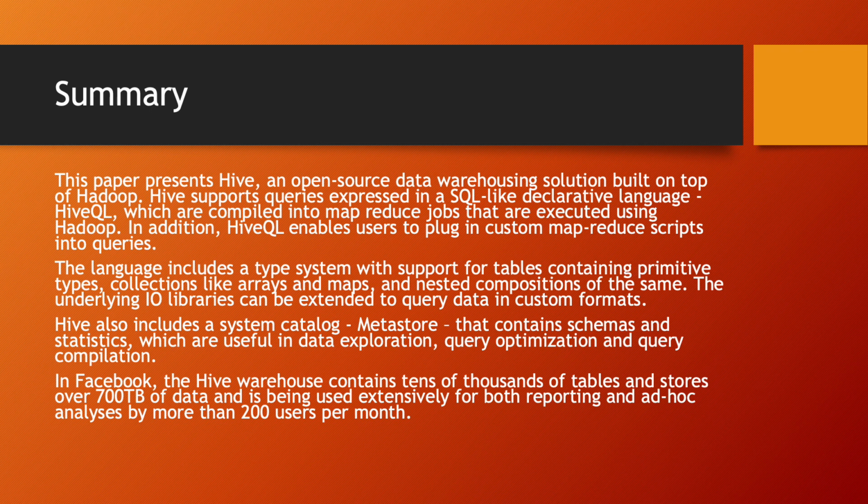The language includes a type system which supports tables containing primitive types, collections like arrays and maps, and nested compositions of the same. The underlying IO libraries can be extended to query data in custom formats. Hive also includes a system catalog, metastore, that contains schemas and statistics which are useful in data exploration, query optimization, and query compilation. At Facebook, the Hive warehouse contains tens of thousands of tables and stores over 700 TB of data and is being used very extensively for both reporting and ad hoc analysis by more than 200 users per month.